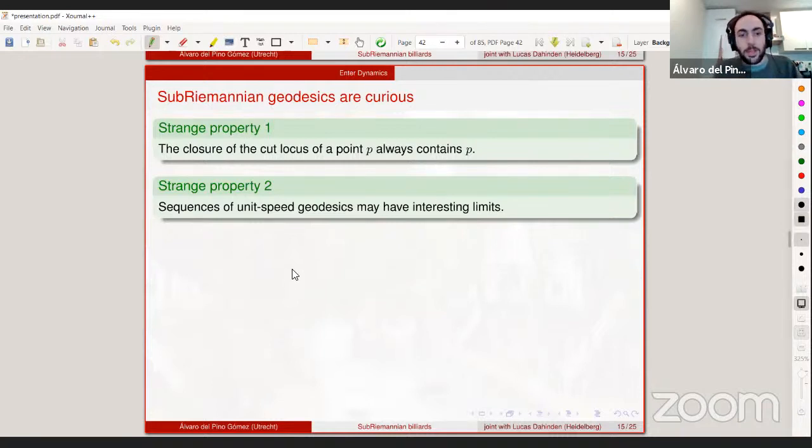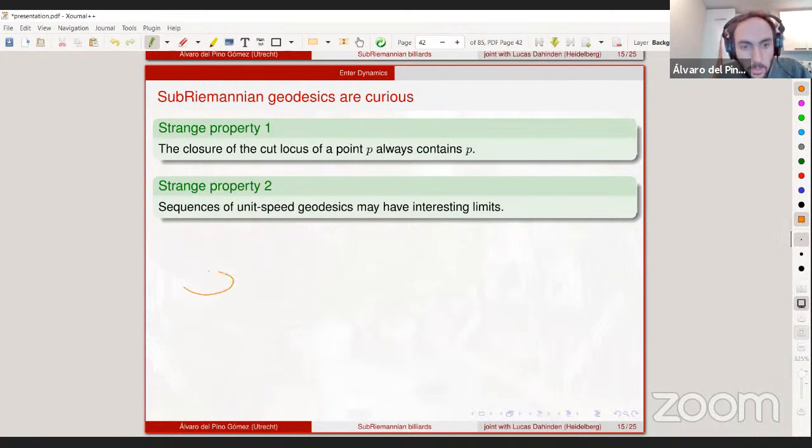So in the subriemannian setting, you can have geodesics having funny limits. What I mean by this is, in the Riemannian setting, if you start at a point and consider a sequence of geodesics starting at that point, there will be a convergent subsequence to another geodesic also starting at that point, just because of compactness of the sphere. In this case, we don't have compactness because this cylinder is non-compact.